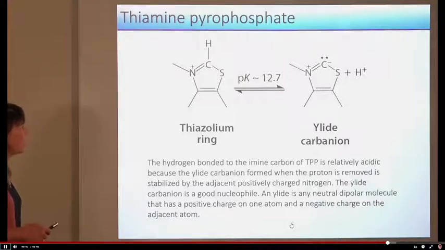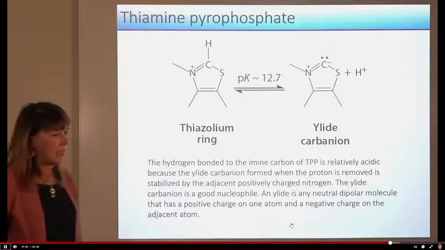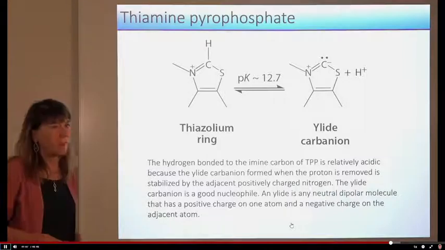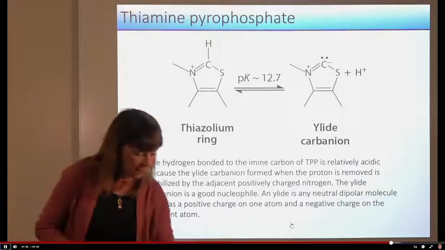And then you have a strong nucleophile. It's called a carbanion or an ylid. An ylid. What's an ylid? An ylid is any neutral, dipolar molecule that has a positive charge on one atom and a negative charge on the other. It's amazing. So once you have this form of it, you have a powerful nucleophile.